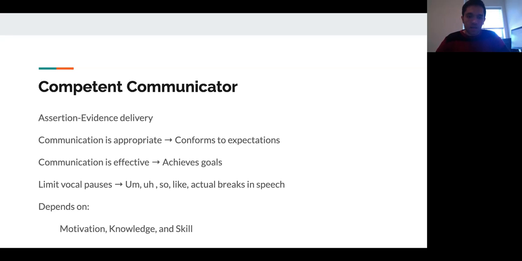Vocal pauses can be "so," "like," or actual breaks in speech itself. The reason is mainly that it's very distracting, especially for those who are aware of what vocal pauses can do. It takes the attention away from the subject matter you're discussing, and so you want to limit that as much as possible. It's actually the hardest thing to do, aside from actually speaking on stage, if you have to do so. Stage fright is like the number one or second fear in the nation, I believe.